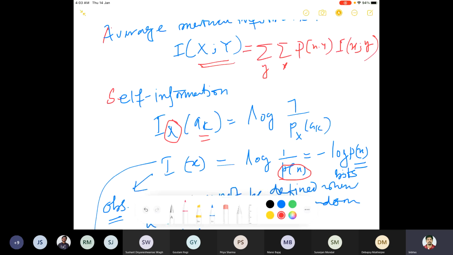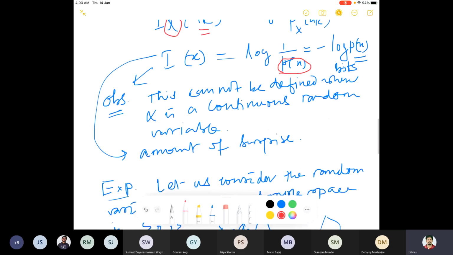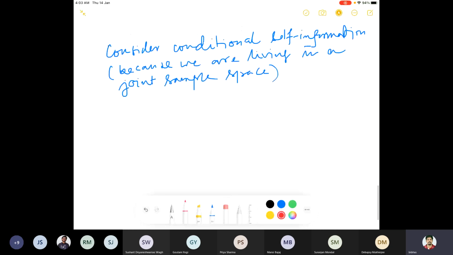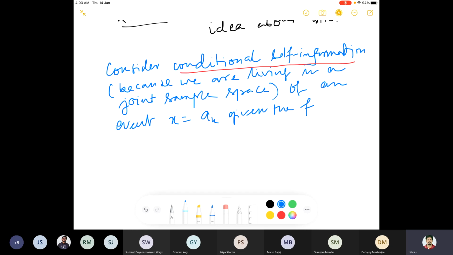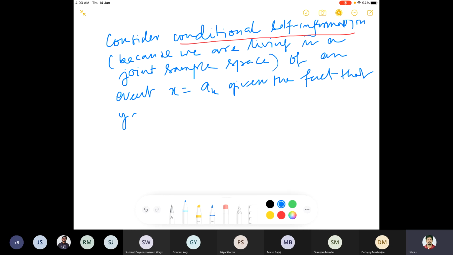So when we talk about conditional self-information, that means our random variable is a conditional random variable, x given y. Then we introduce the definition in a similar fashion. So we consider conditional self-information of an event x equal to some ak, given the fact that some bj has occurred, y equal to some bj.